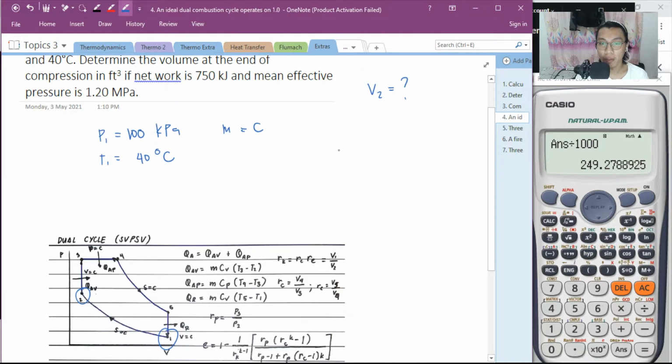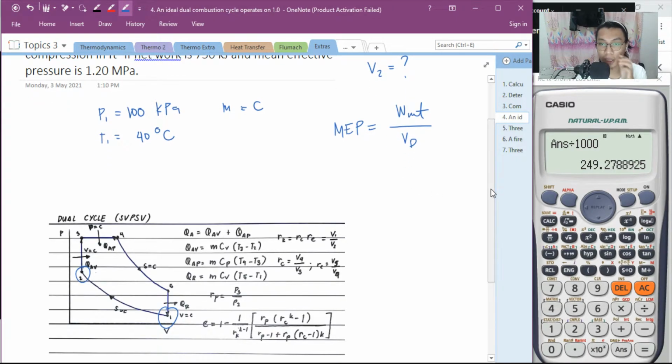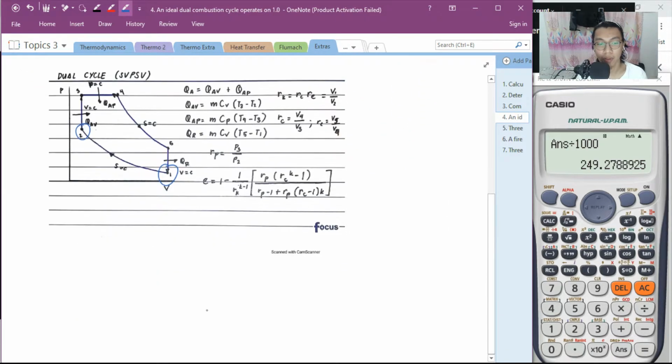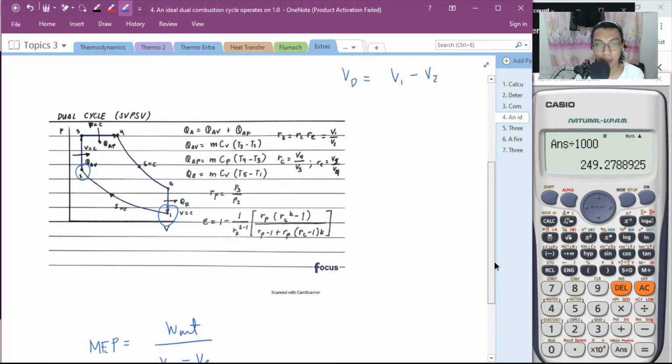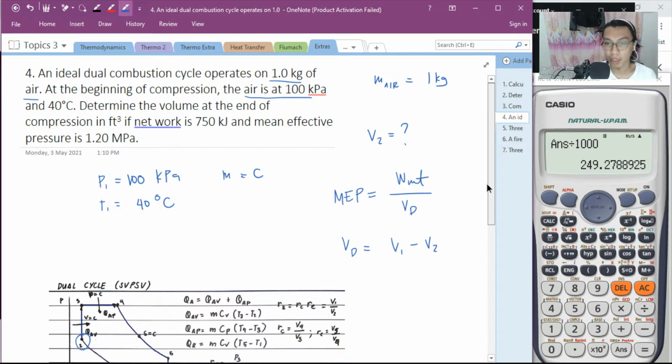Yes. And then, meron kang mean effective pressure. Tingnan mo, di ba ang mean effective pressure is equal to the work net of the cycle divided by the volume displacement of the entire cycle. Di ba ang VD mo is equal to the maximum volume minus the minimum volume, which is V2. So, MEP now is equal to work net divided by V1 minus V2. Are you given V1? No. Pero saan mo isosolve si V1?